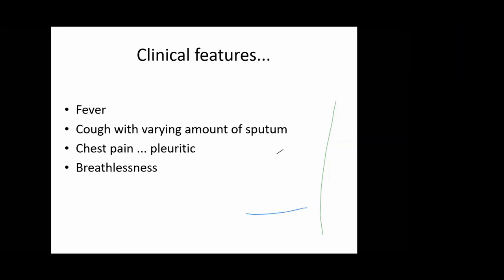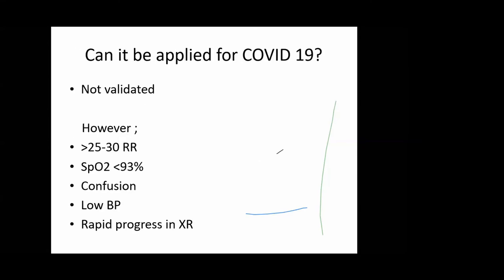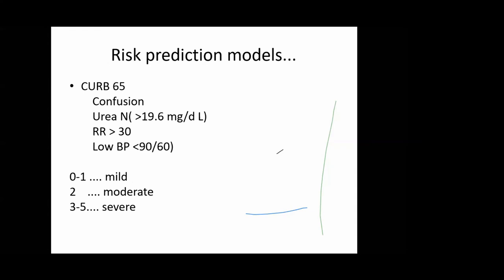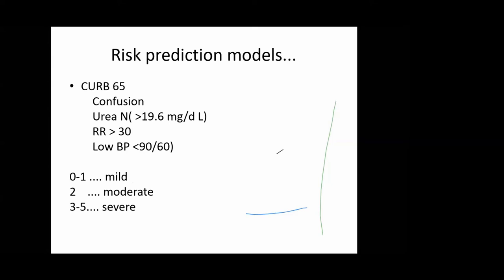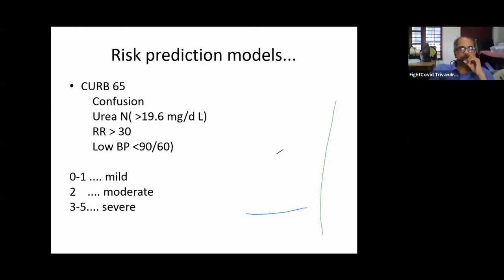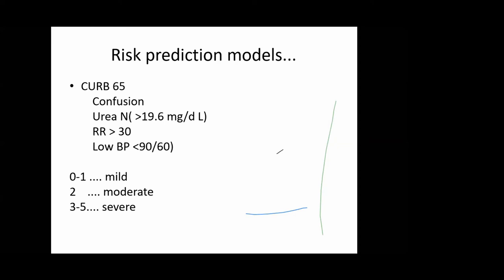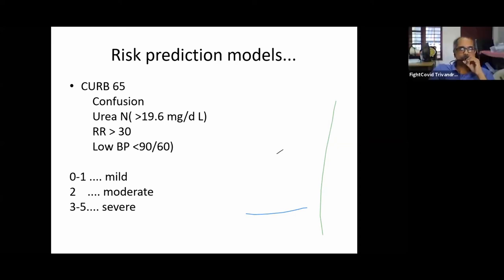Respiratory support: when to give support? Prediction models. One of the respiratory prediction models is CURB-65. C stands for confusion, whether the patient has confusion or not, score 1. U stands for blood urea, the only lab test we have to do; more than 20 milligrams per deciliter is score 1. R, if the respiratory rate is more than 30, score 1. B, systolic BP less than 90 or diastolic BP less than 60, score 1. And 65, age more than 65, score 1.